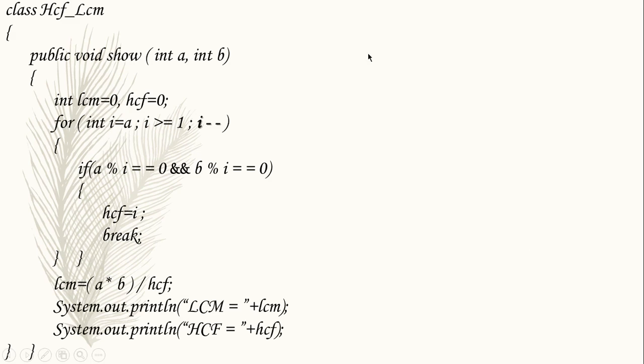So here I have taken two numbers as input. I am initializing two variables to store my LCM and HCF, and then I am beginning my for loop in descending order starting from the value a, and it will go up to 1. So you may have one question here: why have I initialized with a, why not with b?